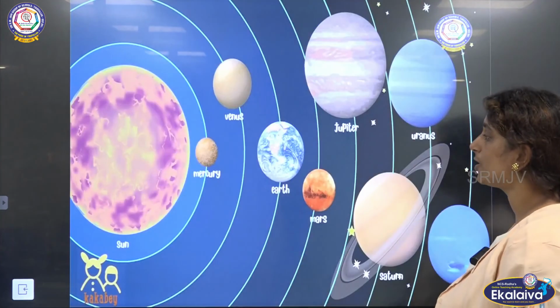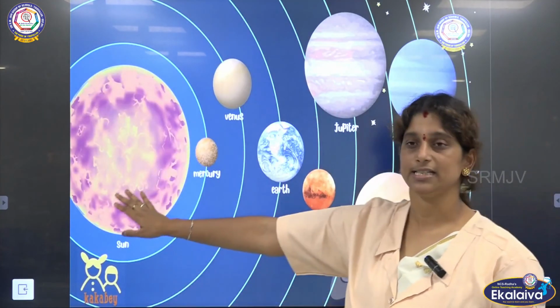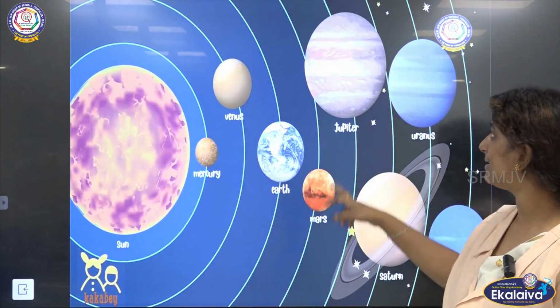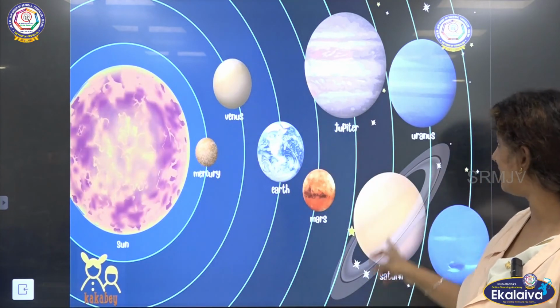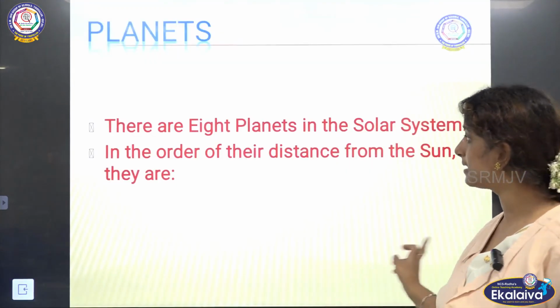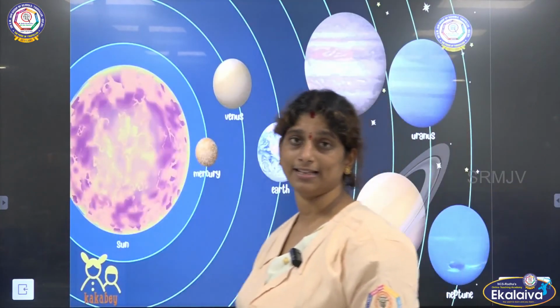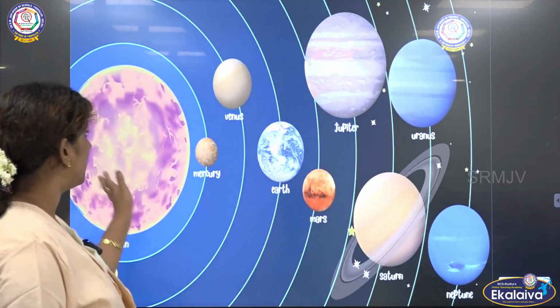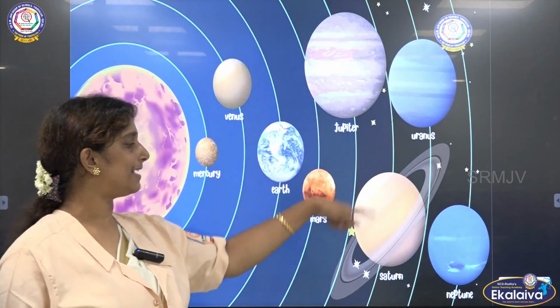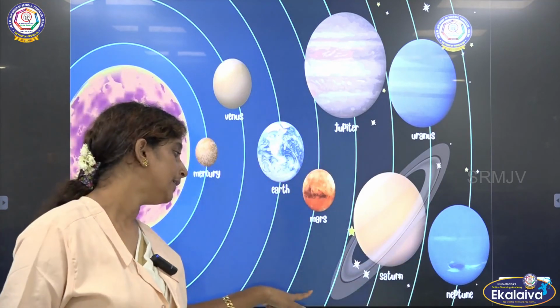Let us see what the 8 planets are. Here you can see the Sun, Mercury, Venus, Earth, Mars, Jupiter, Saturn, Uranus and Neptune. So these are the 8 planets. Once again: Mercury, Venus, Earth, Mars, Jupiter, Saturn, Uranus and Neptune.